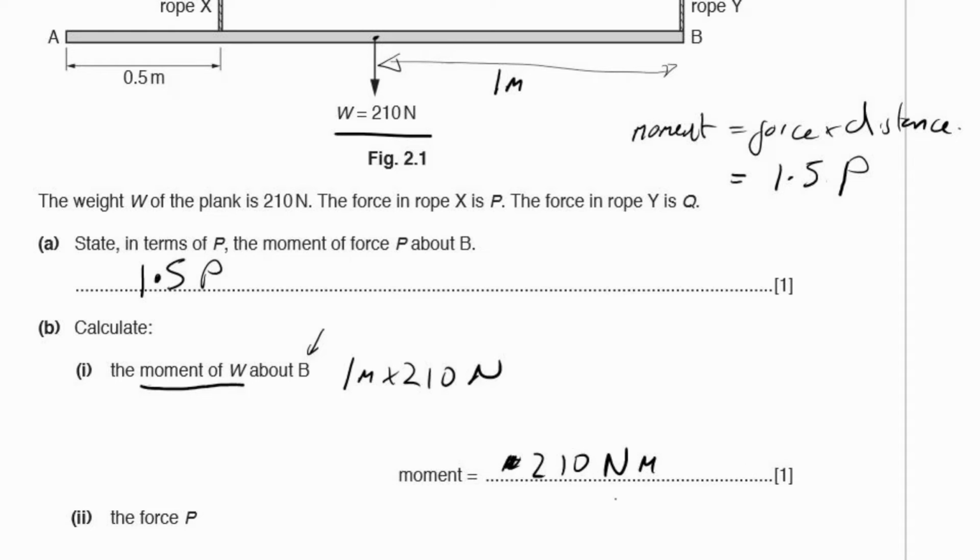Now here I've got the units for moment, which is Newton meters. In fact, there's a reason why you have to be careful. State in terms of P, I didn't put the units in. Newton meters, make sure you're writing those units in. Okay, now calculate the force P.